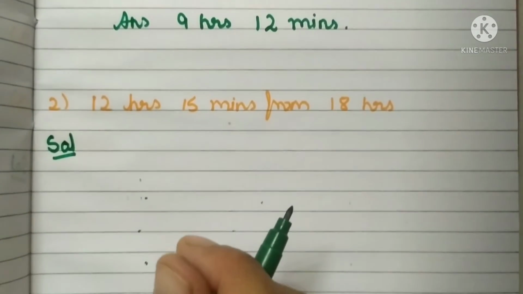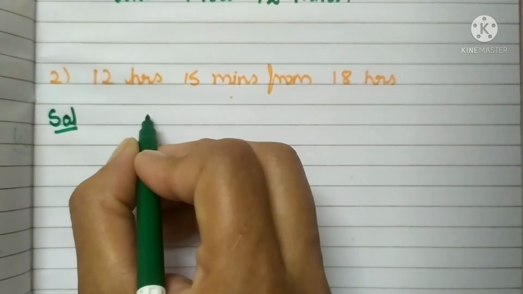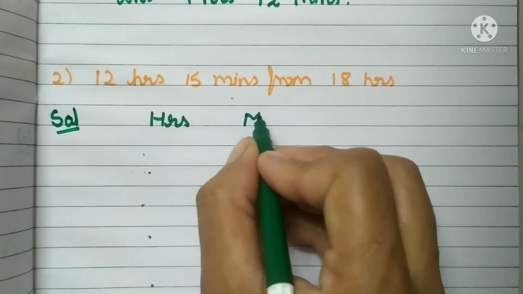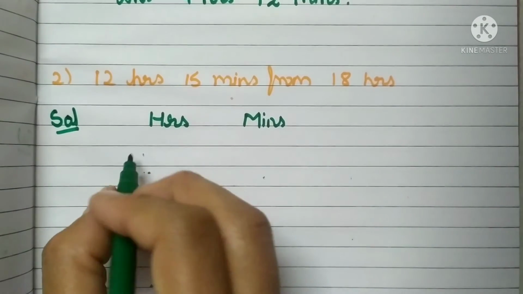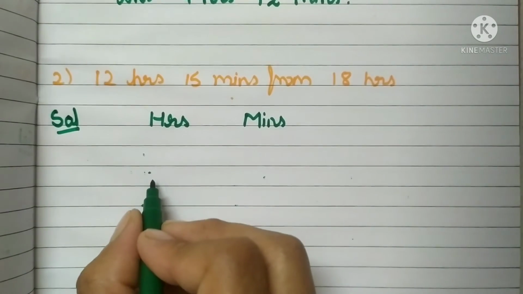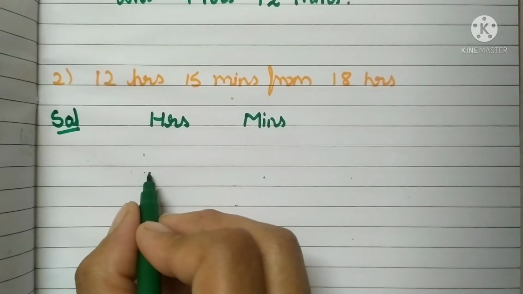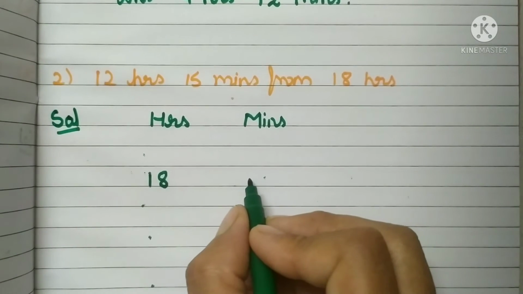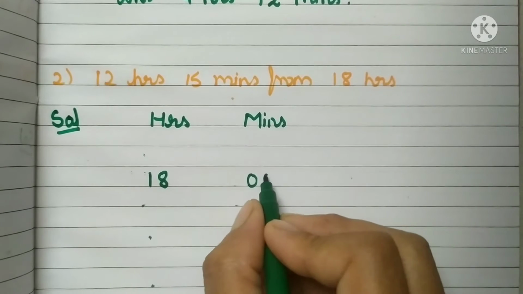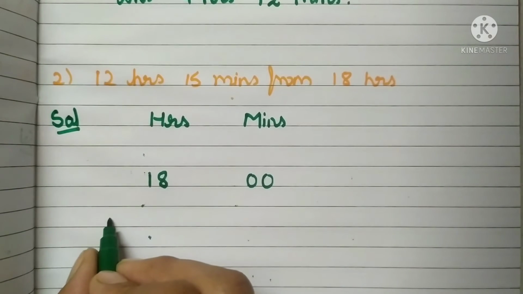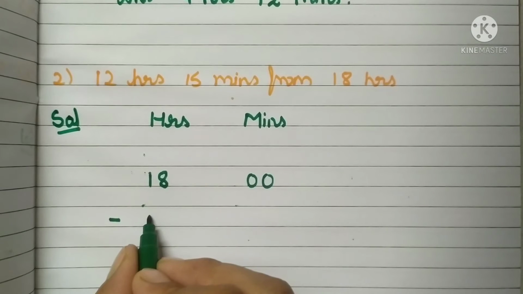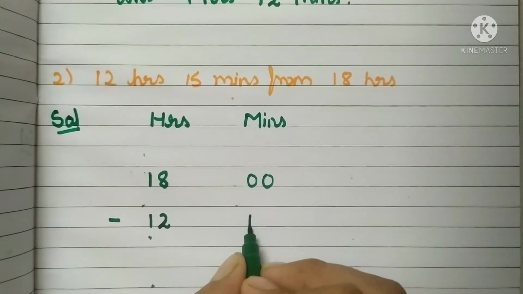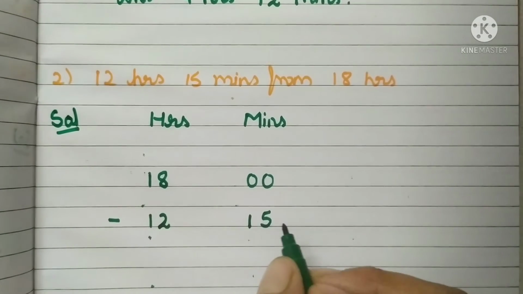And first what we have to write down? We have to write down the heading. We have to write hours and then minutes. So leave two lines and then we will write 18 hours and there is no minutes so it means 0 here. Then put the sign of minus. We have to subtract 12 hours 15 minutes.